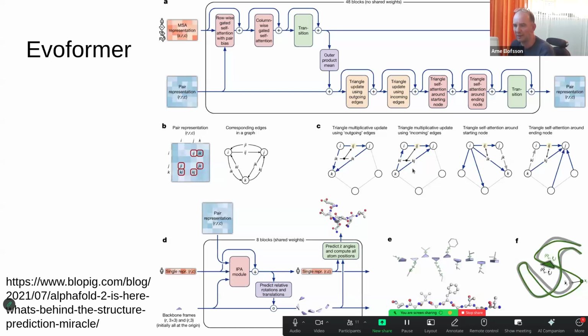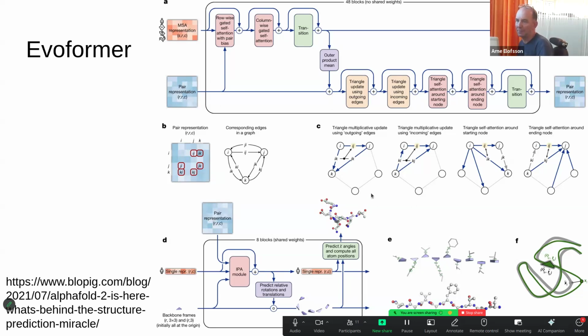So this is 48 blocks of things that are repeated. And you start with the MSA. Everybody knew about the paper that all you need is attention. People use transformers and attention. So here you have attention both along the rows and along the columns. You have one attention layer in the rows and an attention layer in the columns. And then you take this MSA, which is basically a one-dimensional representation, you do an outer product mean, and you get the pair representation.